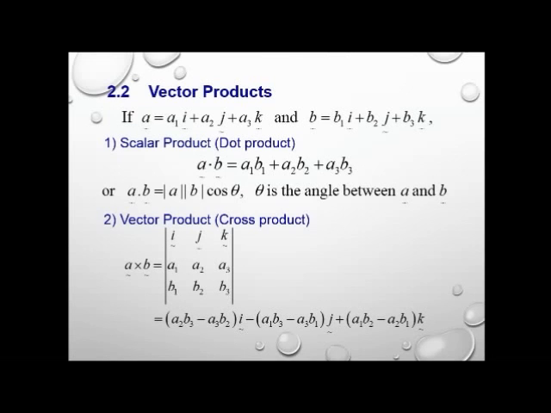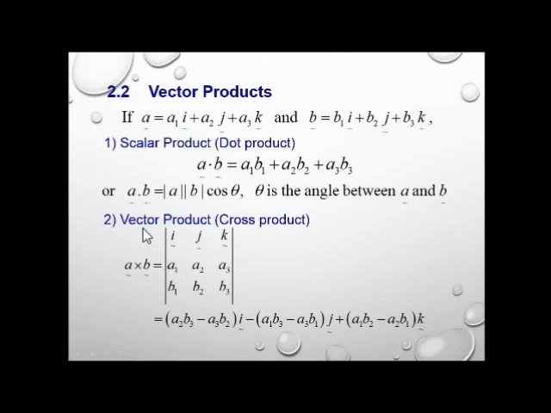Now coming to the vector products, the vector products can be of two types: the scalar product, otherwise known as the dot product, or the vector product, called the cross product. Suppose we are given two vectors A and B written in component form as A1 i cap plus A2 j cap plus A3 k cap, and B1 i cap plus B2 j cap plus B3 k cap. Now we can find the scalar product as A dot B. A dot B is given as modulus of A into modulus of B into cos theta, where theta is the angle between A and B. In component form, you can write it as A1 B1 plus A2 B2 plus A3 B3.